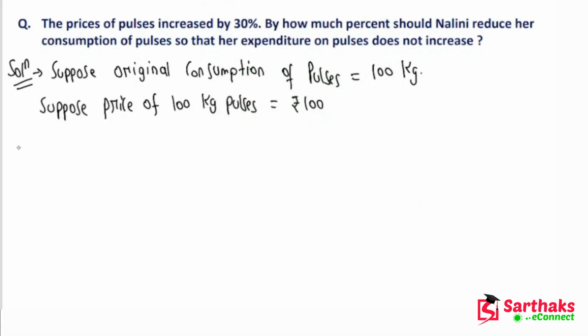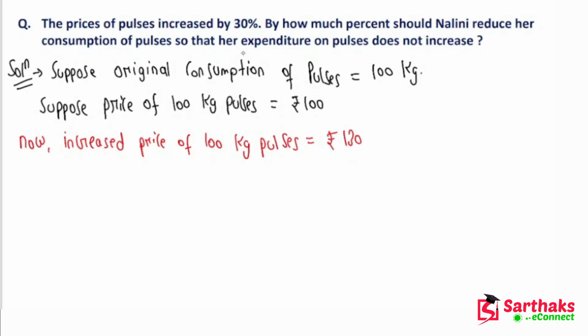Okay, now increased price, or you can say increased price for the same 100 kg. Increased price of 100 kg pulses is equal to rupees 130, because it is 30% more. So by now you must be very aware of how to calculate percent. So it would be 100 rupees plus 30% of 100 rupees, that is 30 rupees.